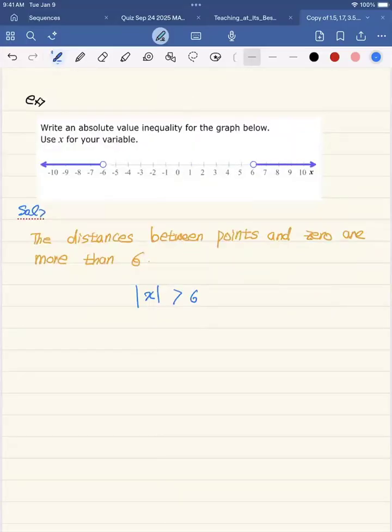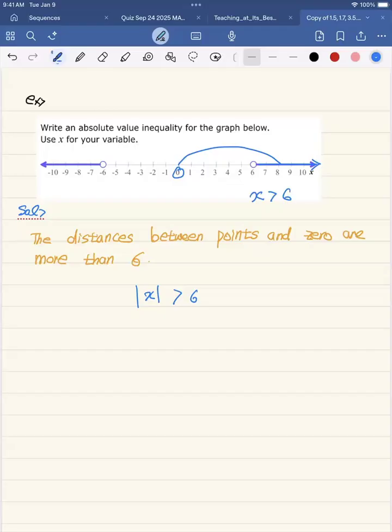In the next problem, we have to write an absolute value inequality for the graph below. As you can see, here is the 0, and the arrow starts from 0 and goes greater than 6. So when we think about the distance, it must be strictly greater than 6. So x must be greater than 6.